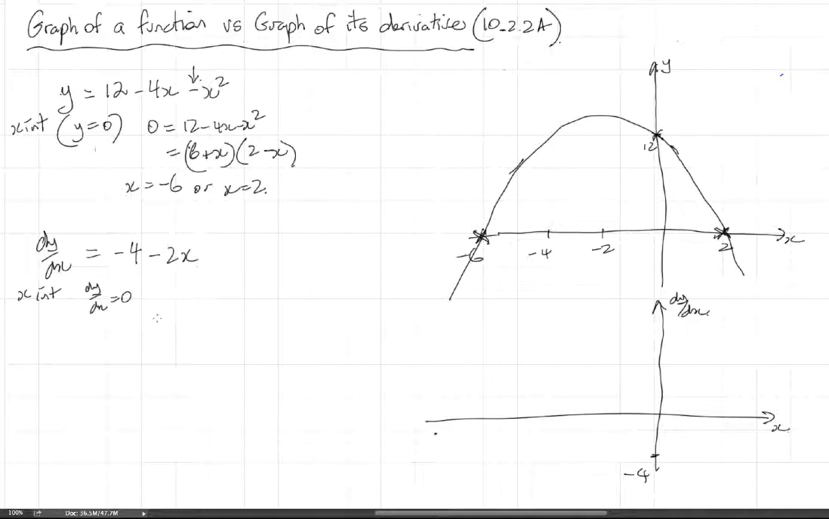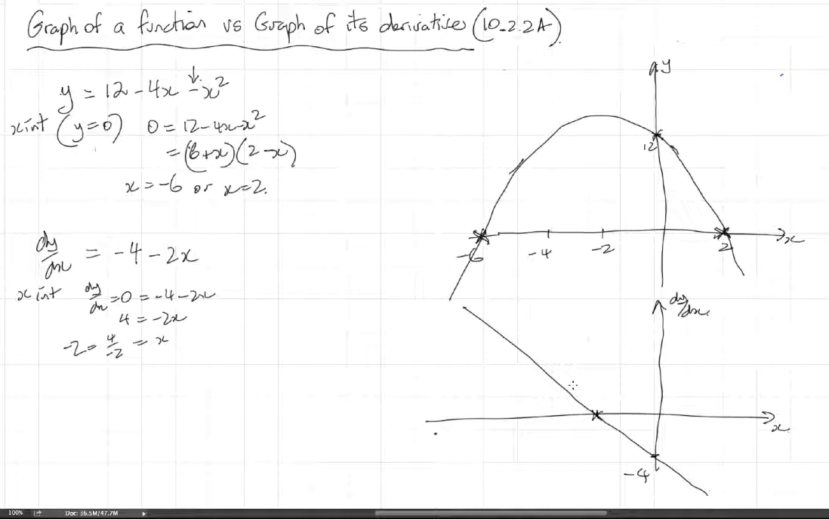That's for this graph here. So we've got 0 equals negative 4 minus 2x. So we take that over, and we get 4 equals negative 2x. Divide by negative 2, we get x equals 4 over negative 2, which is equal to negative 2. So it's going to cut at negative 2. So if we do it straight underneath, there's my graph, a straight line. It's a linear function. So this is my graph of dy dx.